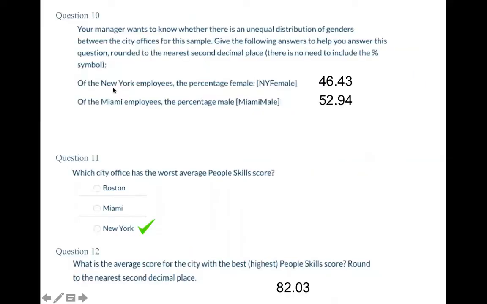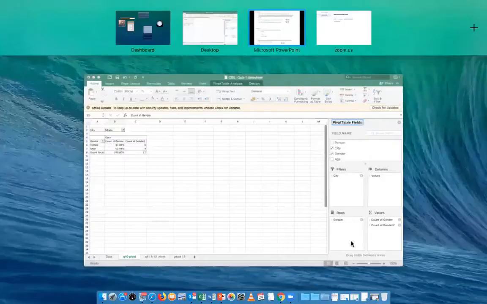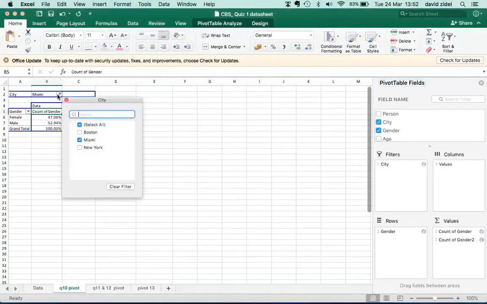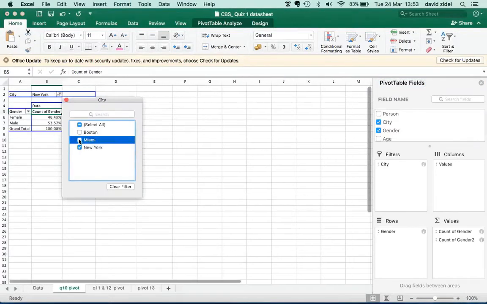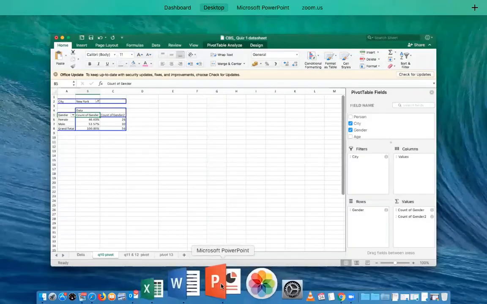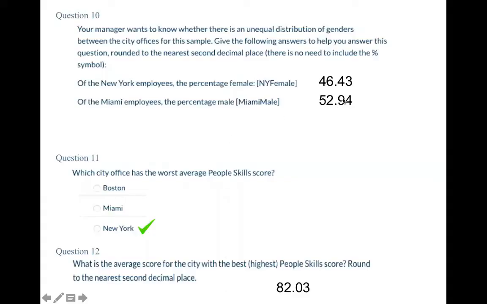The question was stating New York females. So if we go to New York, and look at the city, there are different ways of doing this, but you could do it this way, where you're looking at the percentage of New York females, and it's 46.43. And if we look at the answer, there you go, 46.3.